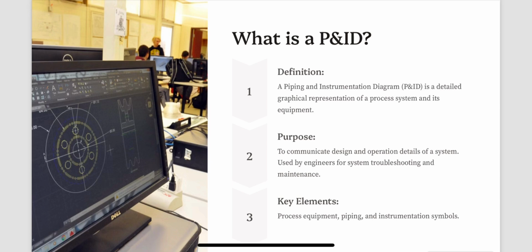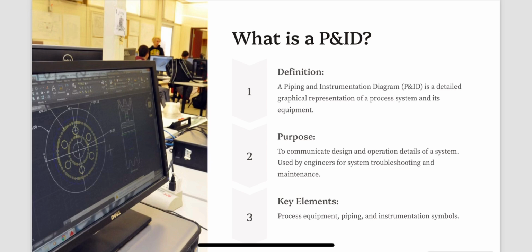What is P&ID? P&ID is a piping and instrument diagram. A P&ID is a graphical representation of a process system. It provides detailed information about the piping, mechanical equipment and instruments used in a plant or facility.